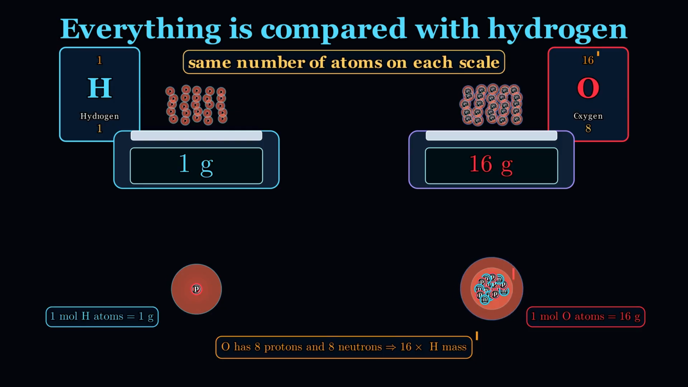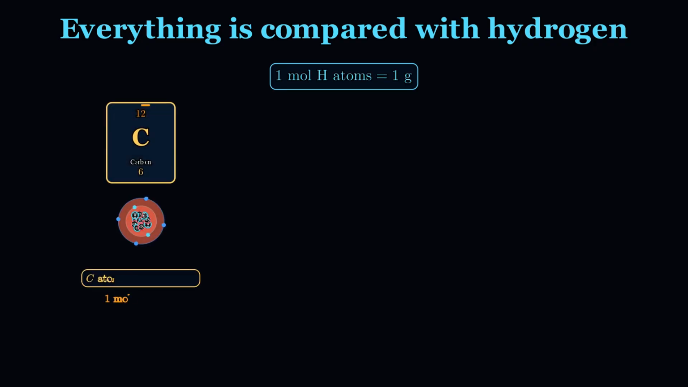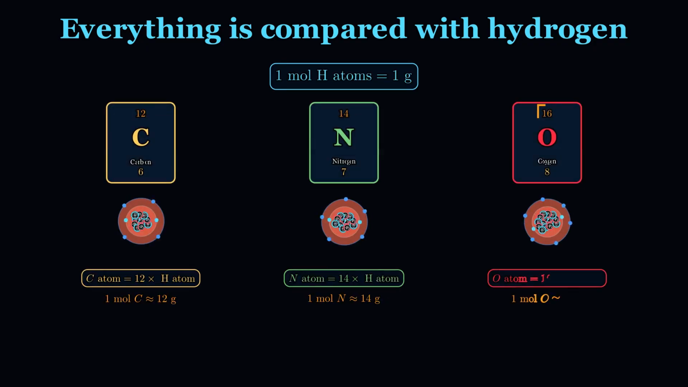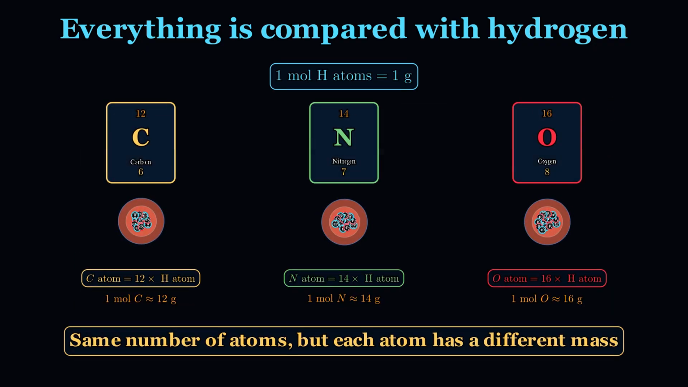Oxygen has 8 protons and 8 neutrons. 8 plus 8 is 16. So oxygen is about 16 times heavier than hydrogen. That is why molar mass works. Same count, different particle, different mass.